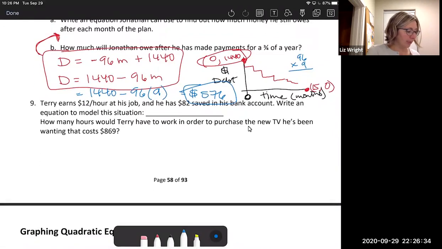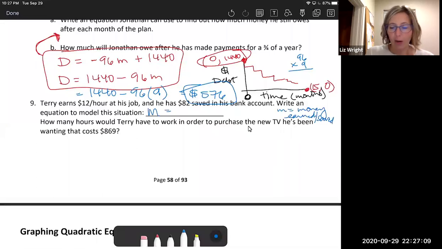All right. Last question here. It says Terry earns 12 bucks an hour at his job and he has $82 saved in his bank account. Write an equation to model this situation. So we've got money in your savings account. I'm just going to say M equals money earned and saved.